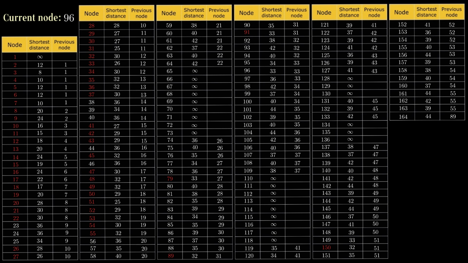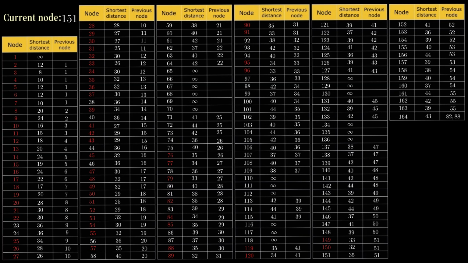One thing to note is that we don't actually have to check all the nodes to find our shortest path. Why do I say this? Because at some point, the shortest distance from node 1 to node 164 becomes 43. And of all the unvisited neighbors of node 164, the ones that have the smallest distance to 1 are nodes 57, 76, 82, 85, 88, 90, 119, and 151. And these nodes have the distance of 35 from node 1.